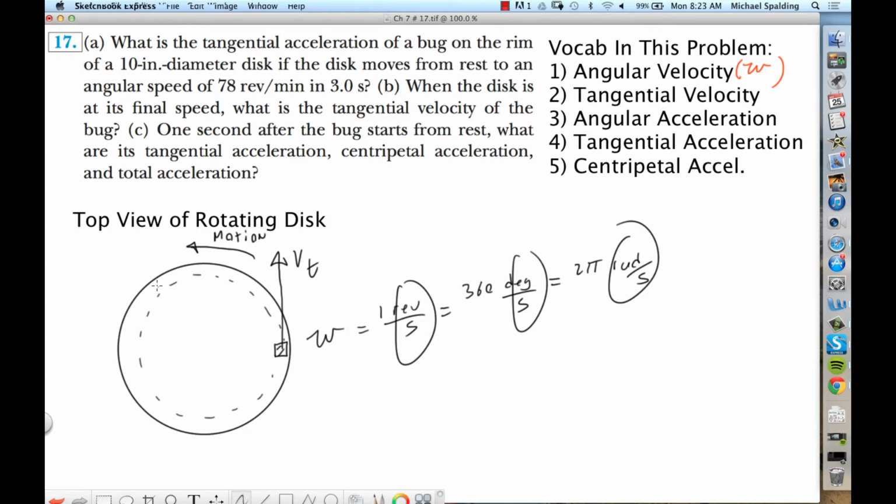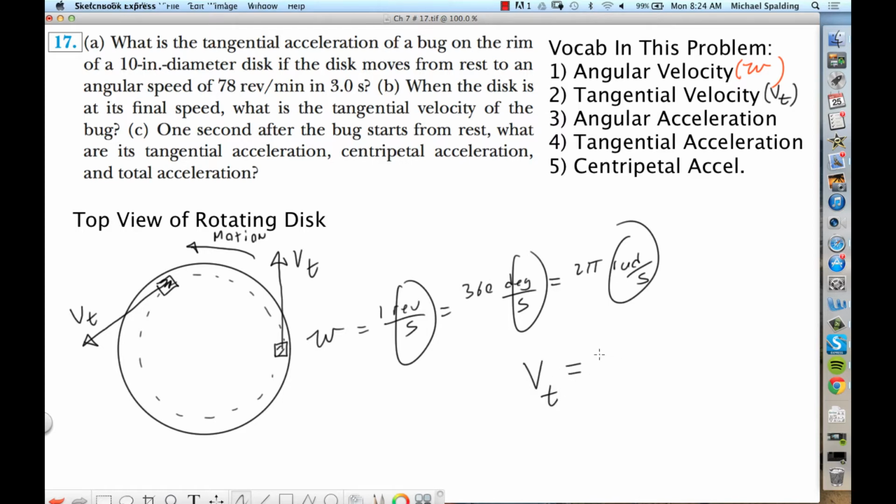Tangent to the circular path that it was in. So let's say it left the circle up here. If it left the circle right there, tangent to the circular path. That's why we call it tangential velocity. Okay, so tangential velocity, it's v sub t. What are some different ways to calculate tangential velocity? There are 2 main ways to do it.